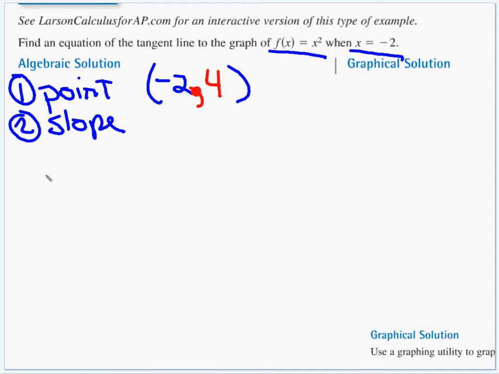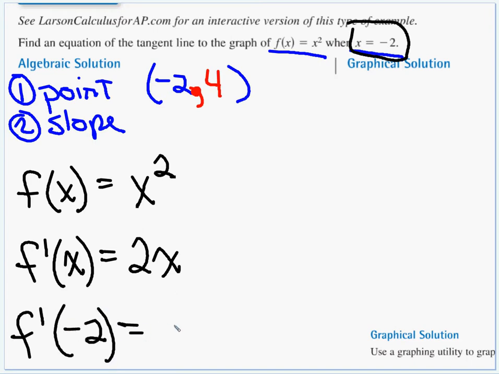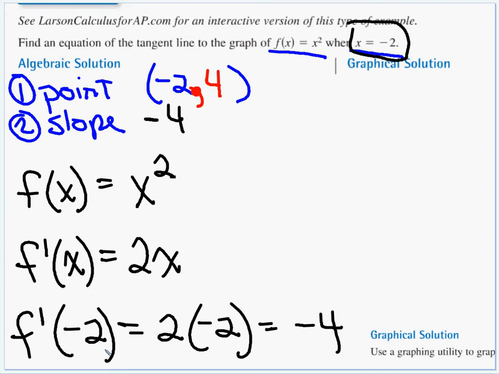Slopes, we find slopes with derivatives in calculus. f of x is x squared. Our derivative function will be f prime equals 2 times x. So we've got a slope function. Our x value of interest is -2. f prime at -2 is 2 times -2, which is -4. So we've got our slope, -4.